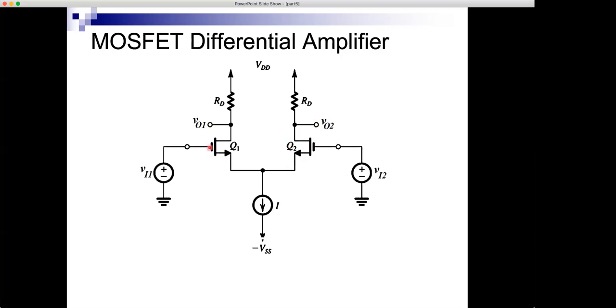And the gates are connected to the inputs, and the sources are connected together to the DC current source used to bias this amplifier. We have two inputs, VI1, VI2. We want to amplify their difference. And we have two outputs. We have the option of considering this as our output, or considering this as our output, or, as we will show later, considering the difference of these two, VO1 minus VO2 or VO2 minus VO1, as the output signal.